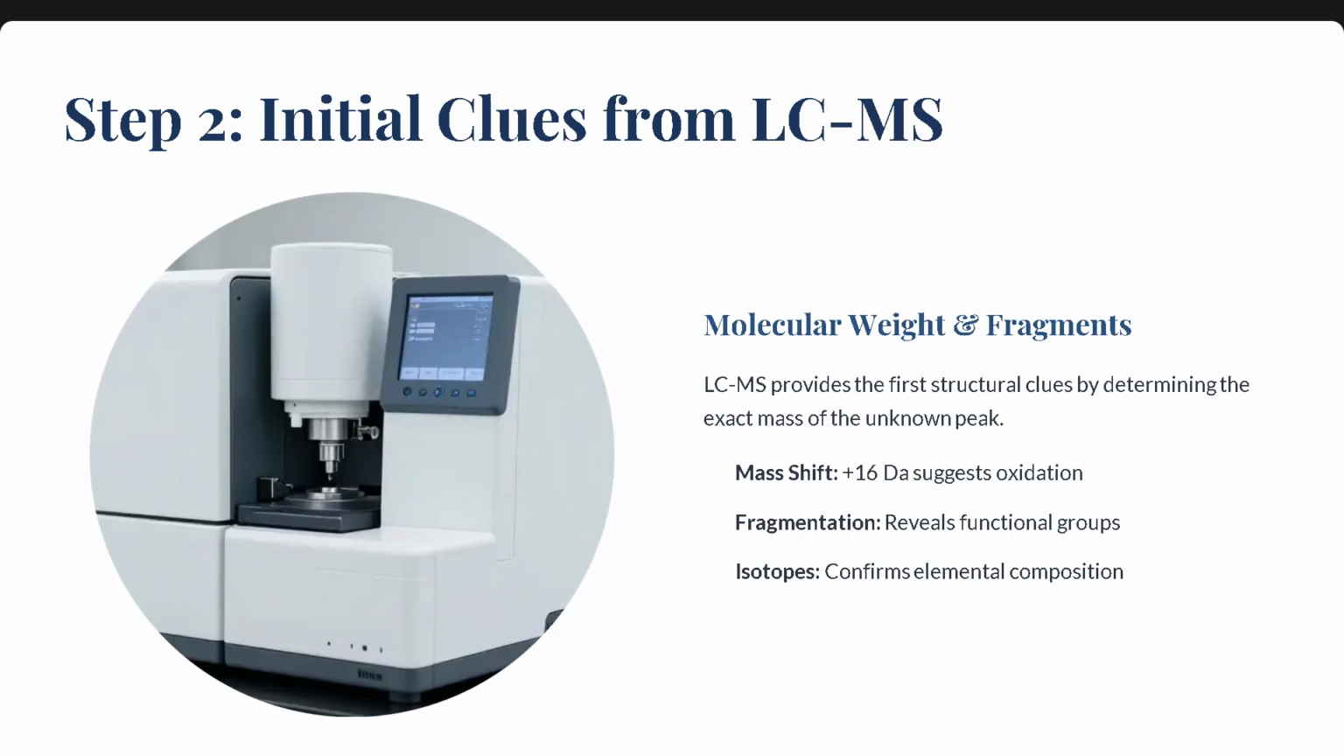Once the impurity is confirmed, the next step is to gather initial structural clues, and one of the most powerful tools for this is LC-MS, or liquid chromatography coupled with mass spectrometry. LC-MS helps determine the molecular weight of the impurity and provides valuable fragmentation information. For example, a mass shift of plus 16 Daltons often suggests an oxidation reaction. Fragmentation patterns can reveal functional groups, while isotope patterns may confirm the elemental composition. These insights allow scientists to begin forming possible structural hypotheses.